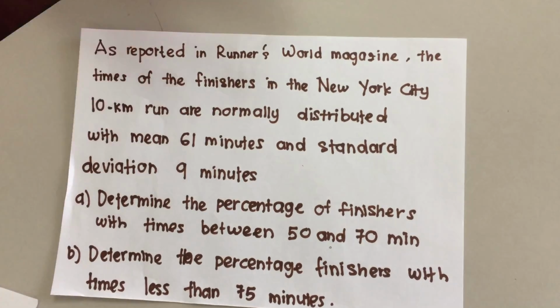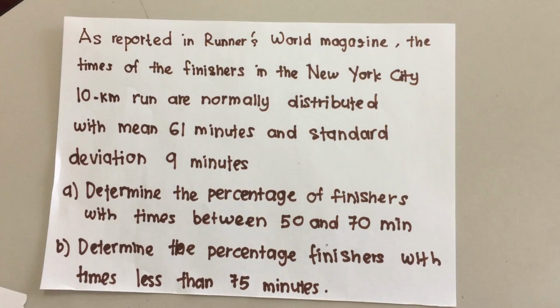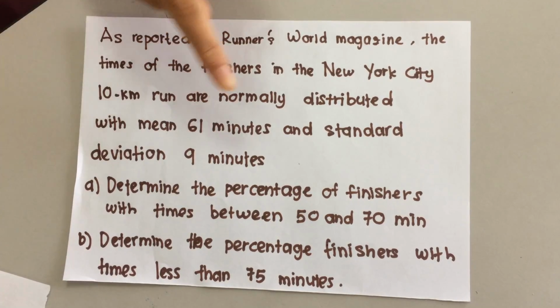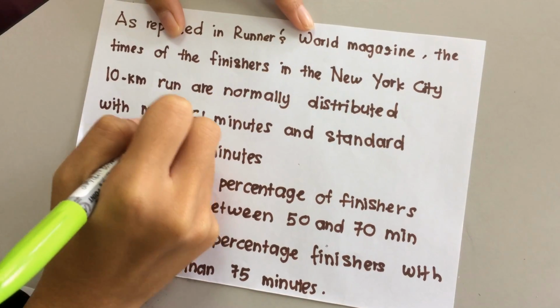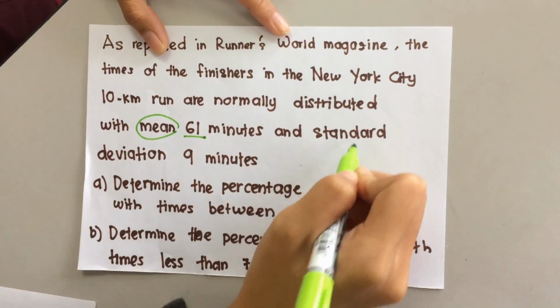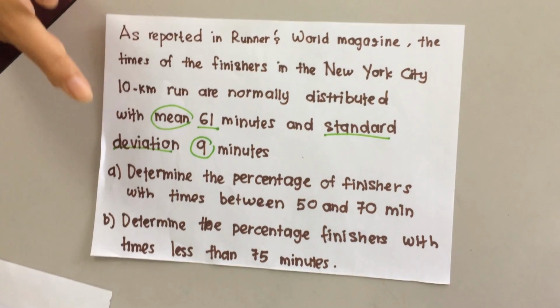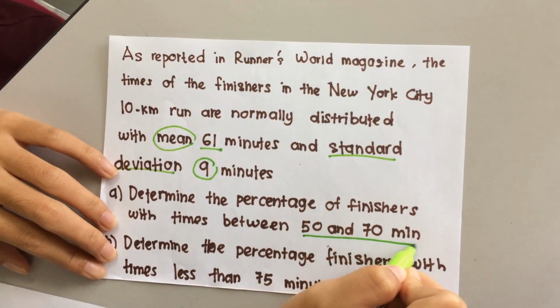I will explain the example for the normal distribution. So this is the question that I want to do as the example. As reported in Runner's World magazine, the finishing times of the New City 10-kilometer run are normally distributed with mean 61 minutes and standard deviation 9 minutes. So from this question, we get the mean of 61 and standard deviation of 9. The question is to determine the percentage of finishers with times between 50 and 70 minutes.